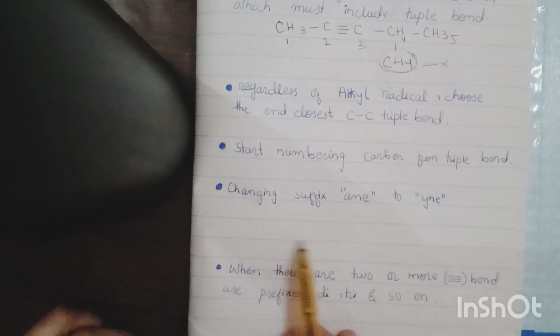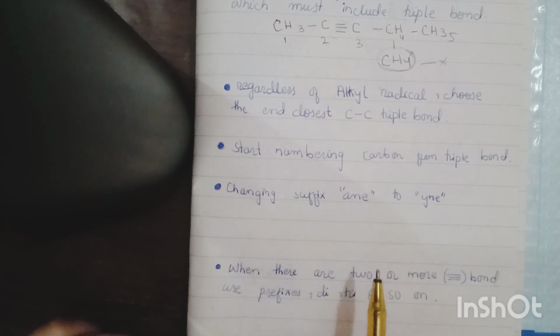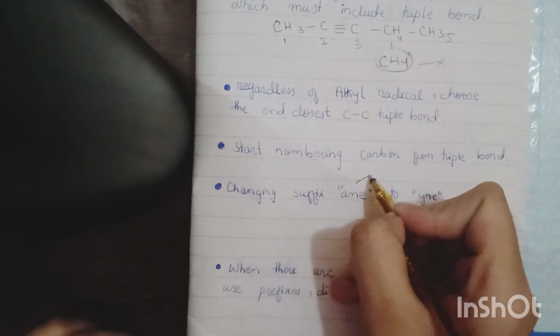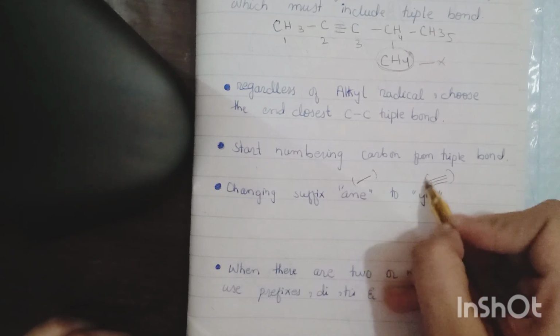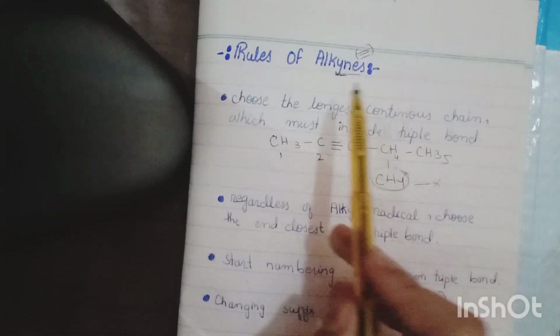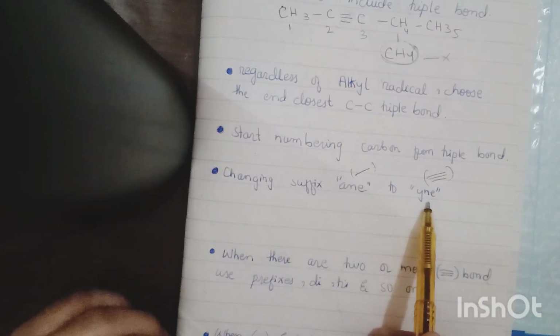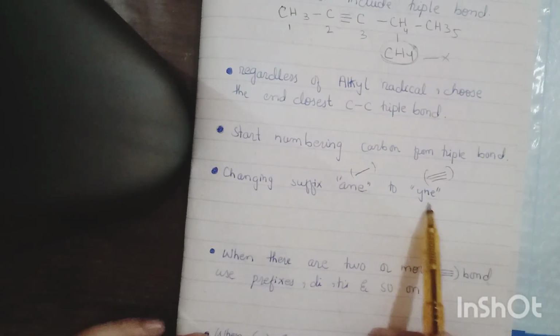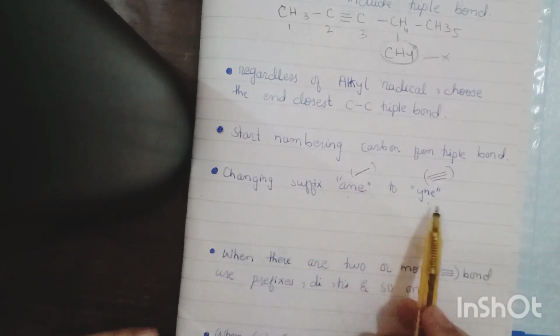Now change the suffix "ane" into "yne". As I mentioned before, "ane" means single bond and "yne" means triple bond. So of course when we are talking about the rules of alkynes, we need to change it from "ane" to "yne". Here we are actually comparing alkanes to alkynes.